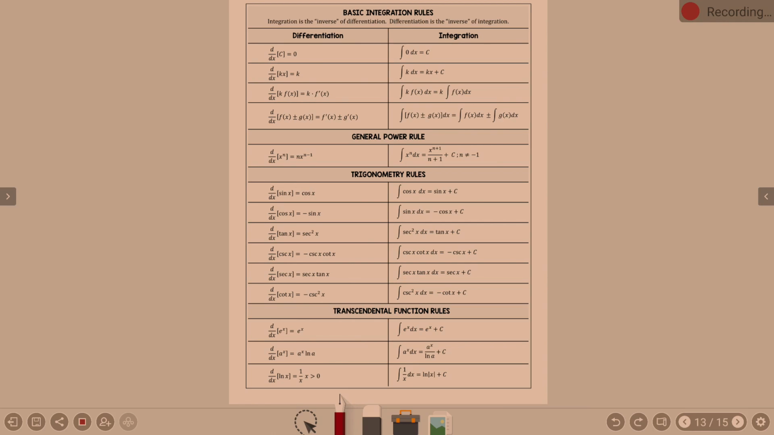But with this, integration is the inverse of differentiation, differentiation is the inverse of integration. So we have on the left side some derivative rules. For instance, what's the derivative of a constant? Derivative of a constant is 0. So over here, what's the integral of 0? It's a constant. What's the derivative of kx, a constant times x? Well, the derivative of that is the constant. What's the integral then? If you have the integral of a constant, you're adding the x onto it, so it's kx. Notice all of these say plus c.